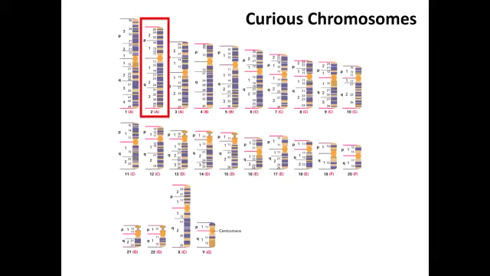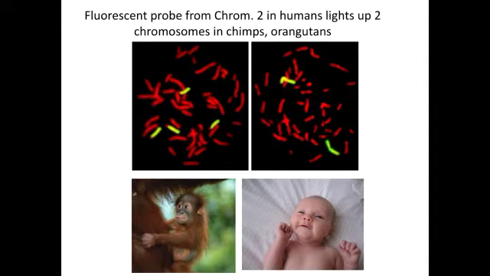One very curious chromosome is chromosome 2. Chromosome Y is also a little bit strange, and we'll talk about the X chromosome as well. But first, chromosome 2. If you take a fluorescent probe from chromosome 2 and use it to light up a chromosomal spread from chimps or orangutans, you'll see an interesting pattern.